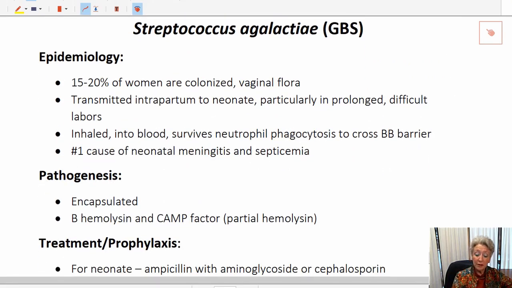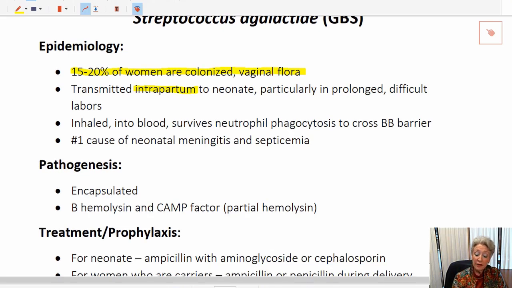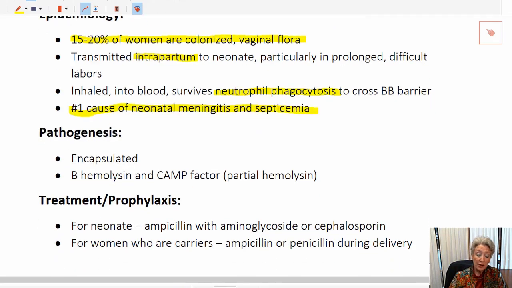Streptococcus agalactiae is going to be a simple one for you, a much more minor one. Remember, this is found in the vaginal fluids of 15 to 20% of women normally, and so it can be transferred to a neonate during passage through the birth canal. The child then inhales it, it moves into the blood, and then it survives neutrophil phagocytosis to be able to cross the blood-brain barrier. So this is the #1 cause of neonatal meningitis and septicemia in the United States.